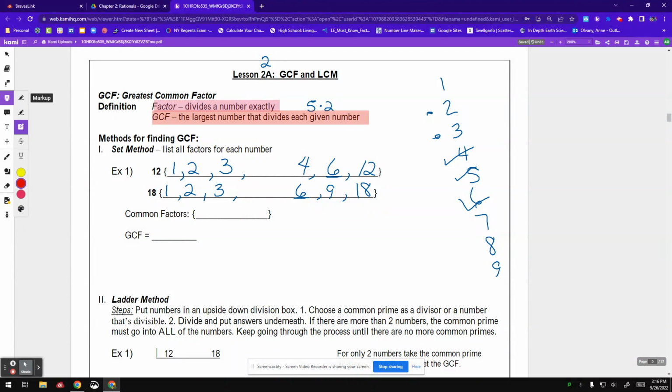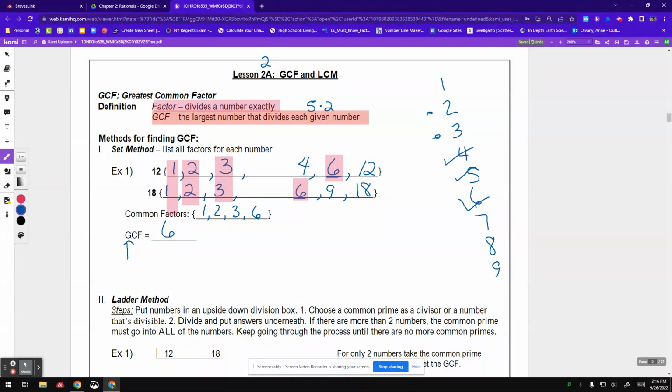So now let's find our common factors. They both have a 1 in common. They have a 2 in common. They have a 3 in common. They have a 6 in common. So they have 1, 2, 3, 6, and the greatest of those all is 6. So that's what a greatest common factor is.